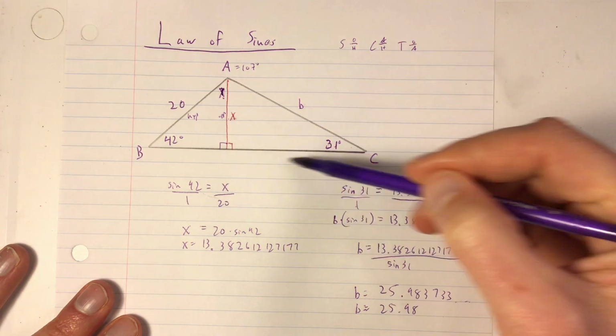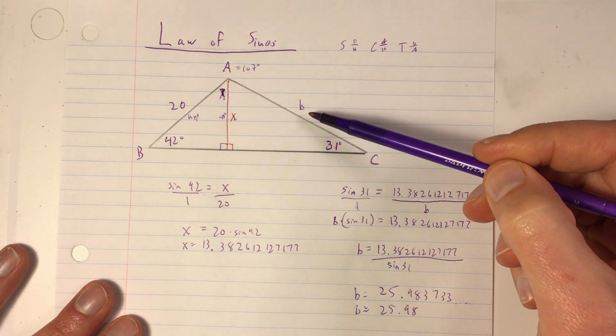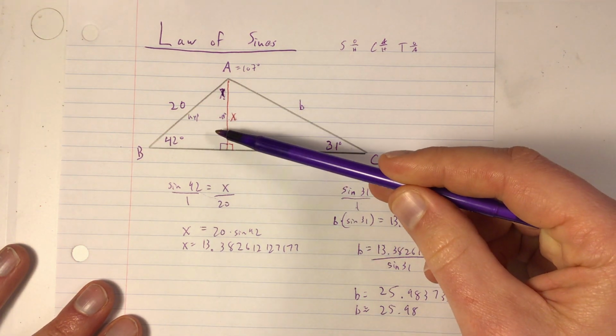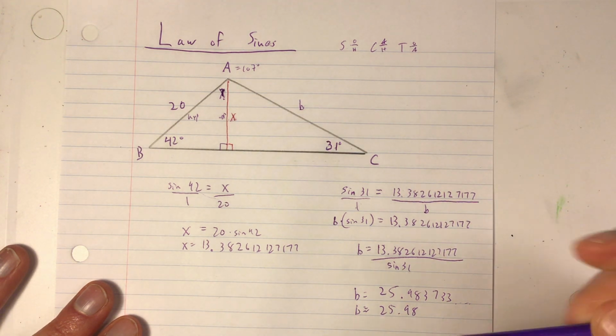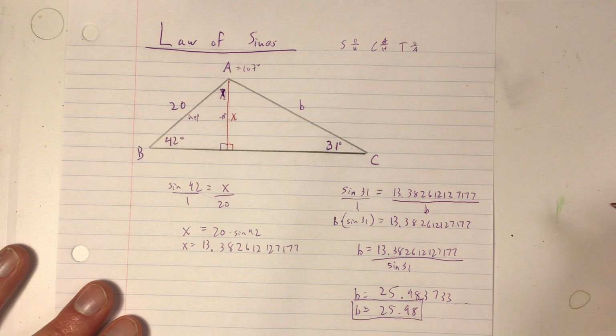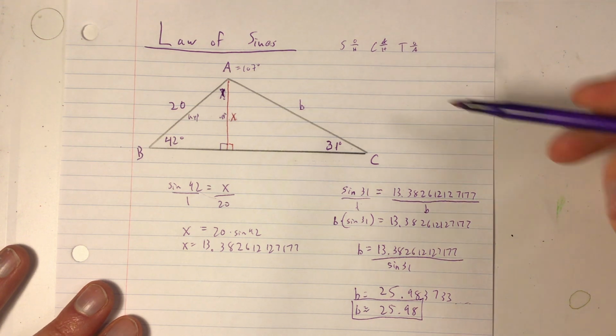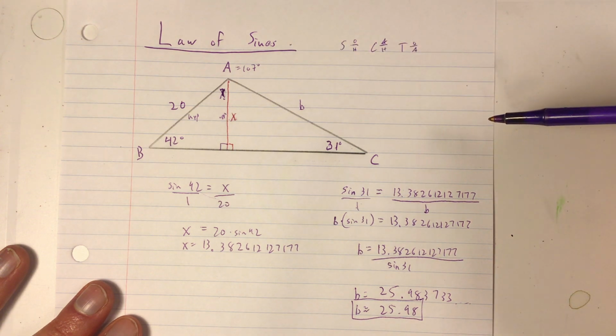So even though it wasn't a right triangle, I was still able to figure out this side by forcing in right triangles. That's fantastic. That's brilliant. Now, is there a way to make this faster? Yes, and it's called the law of sines.